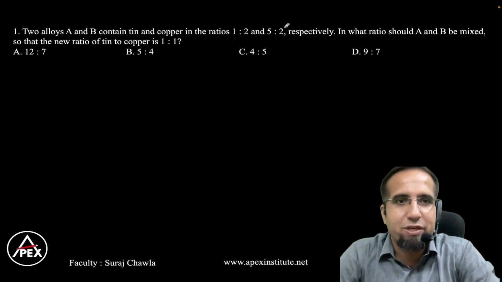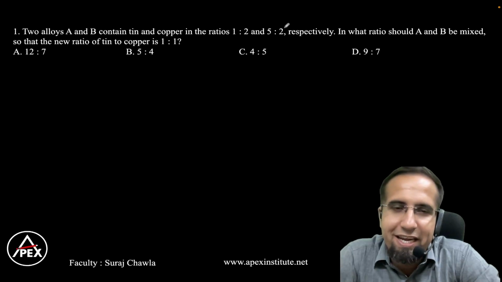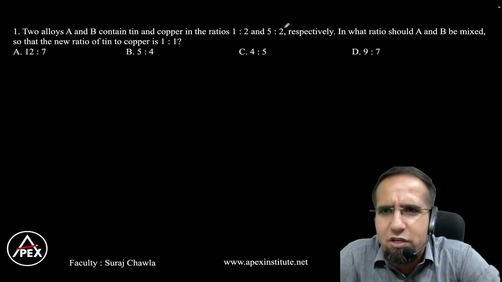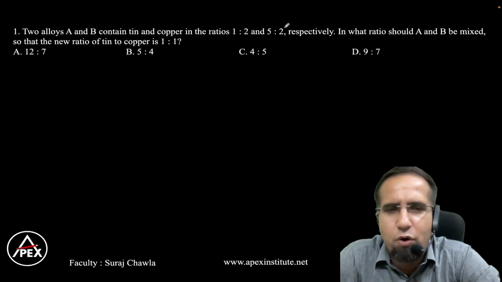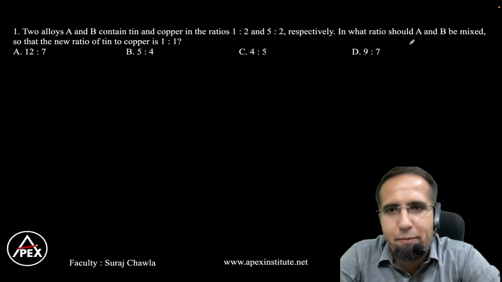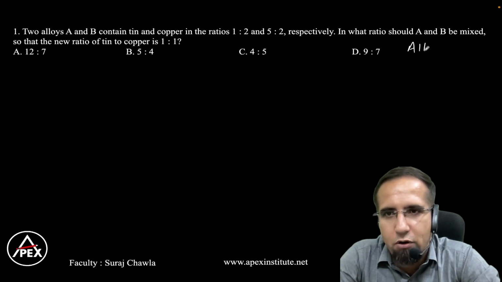So the minute I see this question: two alloys A and B contain tin and copper in the ratios of 1:2 and 5:2 respectively. In what ratio should they be mixed so that the new ratio of tin and copper is 1:1? The minute I see this question, I read the first few words. It should come to mind that this question can be directly solved with the help of alligation.